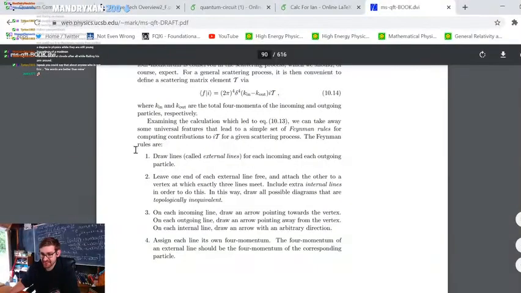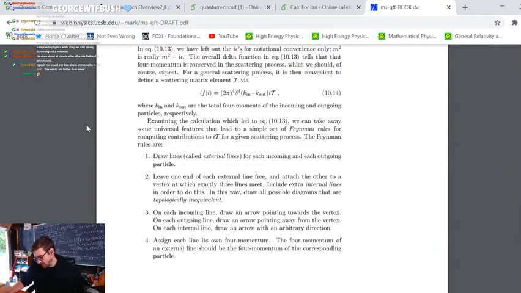All right, let's look at this. So here we have the Feynman diagram rules, okay? Examining the calculation which led to 10.13, we take away some universal features that lead to a simple set of Feynman rules. All of the things we did are going to simplify down to these rules, so that all you have to do in the future is just consult these rules.